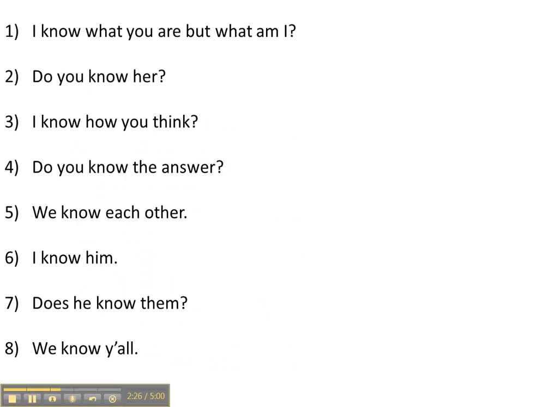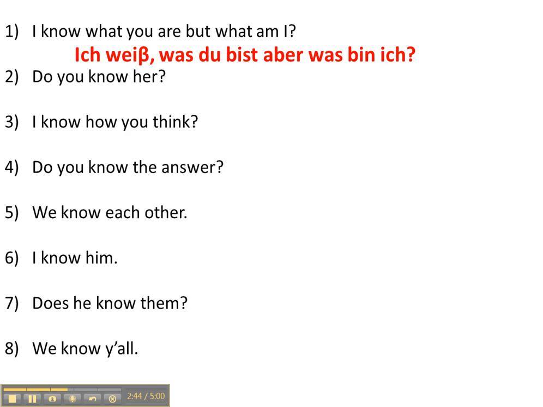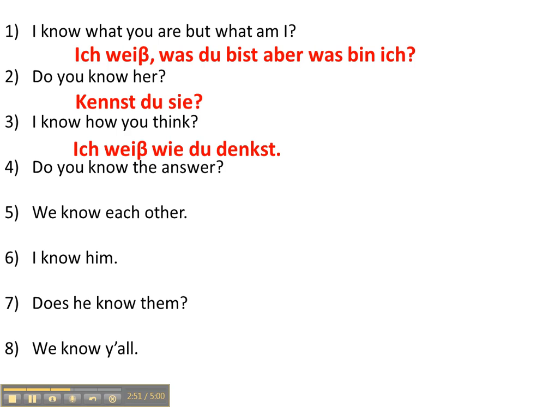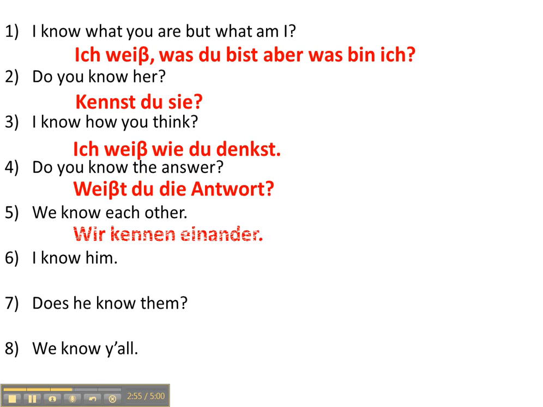Okay? So now we're going to go from English to German, and a phrase in English that my kids sometimes say is, I know who you are, but what am I? This is sort of just having fun. So in German this would be translated as, Ich weiß, was du bist, aber was bin ich? Do you know her? Kennst du sie? I know how you think. Ich weiß, wie du denkst. Do you know the answer? Weißt du die Antwort? We know each other. Wir kennen einander.